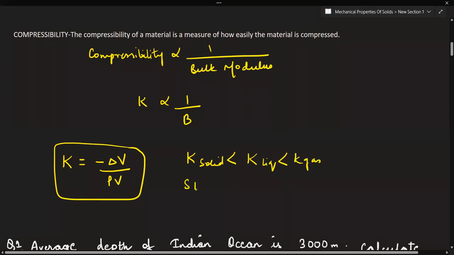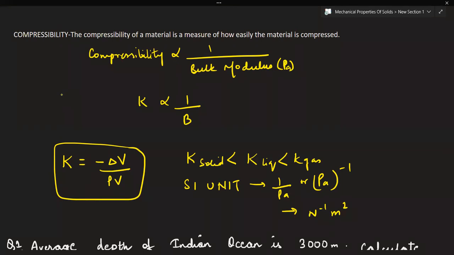Now can you tell me the SI unit? Would it remain the same? No, it won't. Since it is 1 by bulk modulus, it would be 1 by pascals, because the SI unit of bulk modulus is pascal. So 1 by pascals or pascals inverse, or in terms of newton per meter square, the SI unit would be newton inverse per meter square. Clear? Just note this as well.